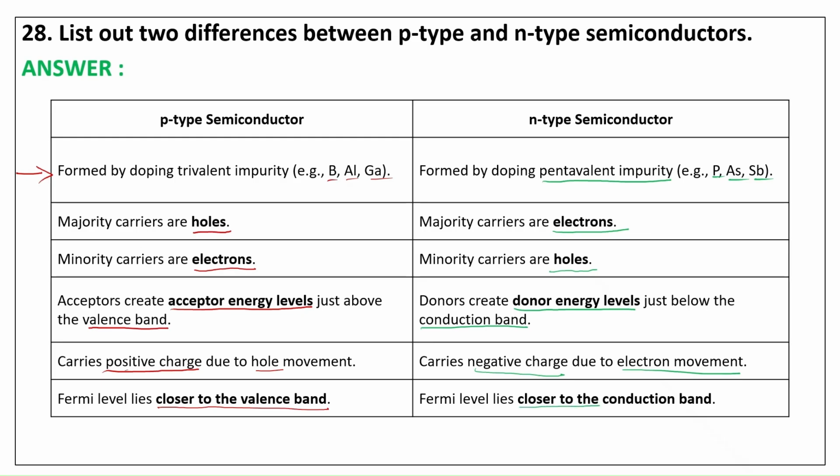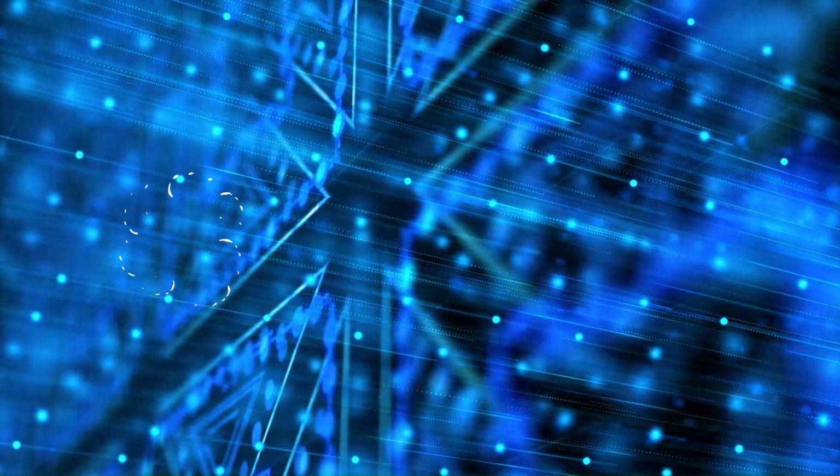In n-type semiconductor, the Fermi level lies closer to the conduction band. You can write any two from the above differences. This completes Part B. Let's start.